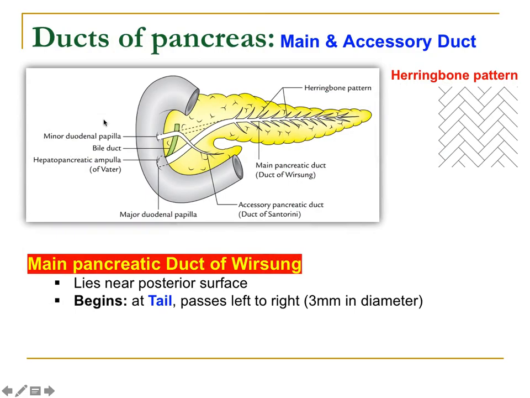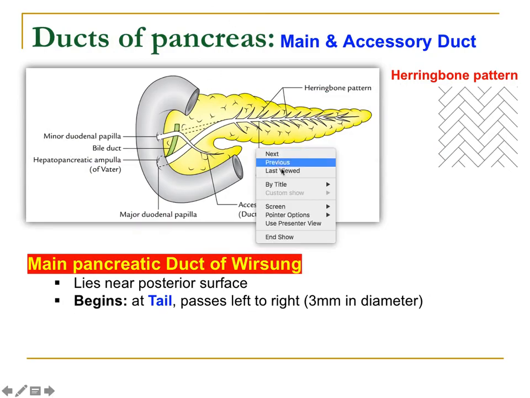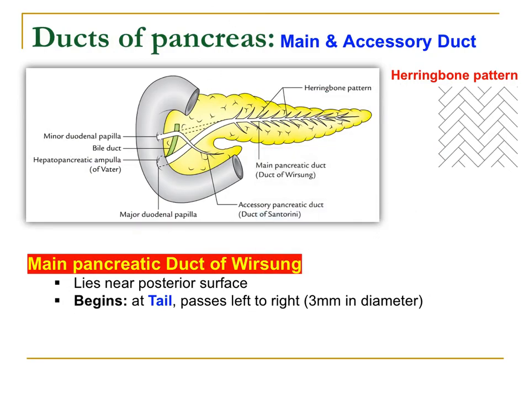Now if we see the ducts of the pancreas, there are two main pancreatic ducts present in the pancreas. The first duct is this one, called the main pancreatic duct of Wirsung, and another is the small duct, also called the minor pancreatic duct or accessory pancreatic duct, or duct of Santorini. The main pancreatic duct is present in every part of the pancreas, and it basically starts right from the tail region.